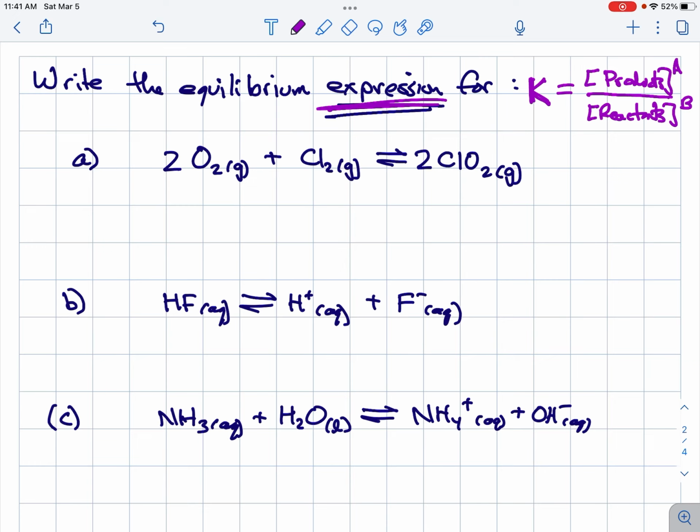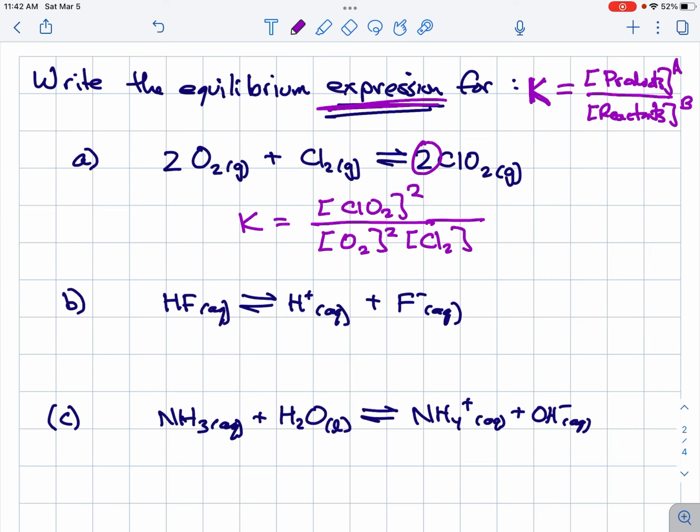So let's just do these examples. K is going to be equal to, the only product we have is ClO2, and we're going to raise that to the second power because there's a 2 in front of it. And then the reactants, when you have 2 reactants or 2 products, everything multiplies. So you've got O2 concentration raised to the second power times Cl2 concentration. All right?